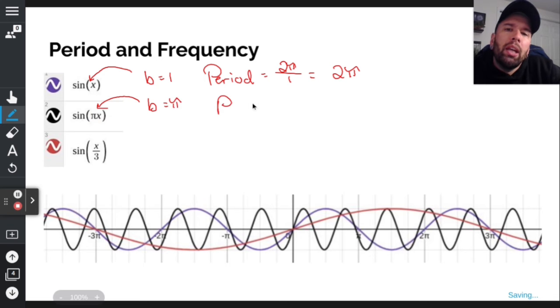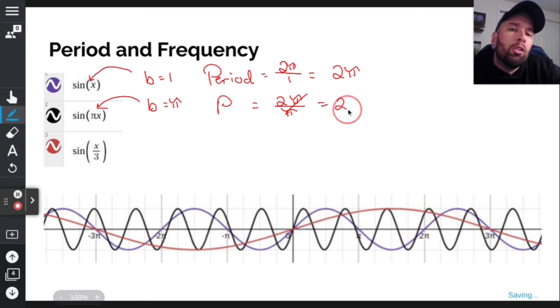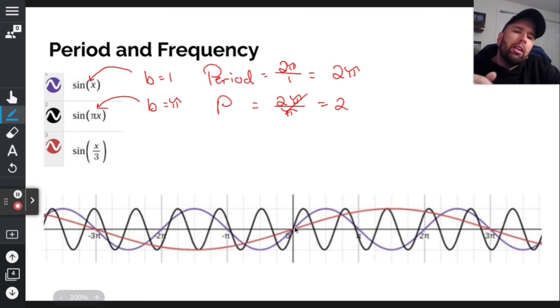So the period in this case would be 2 pi over my frequency, which is pi. That cancels out and gives me 2. 2 pi is 6 point something, 2 is 2. So if you look at this guy, the black line, this repeats its process every 2. So right there is 2. And then it repeats again at 4, and again at 6, and so on and so forth.